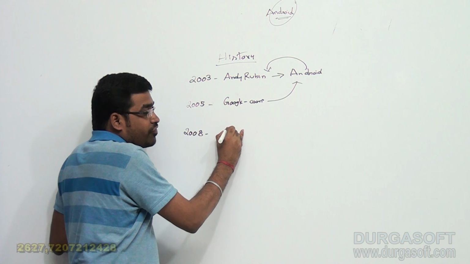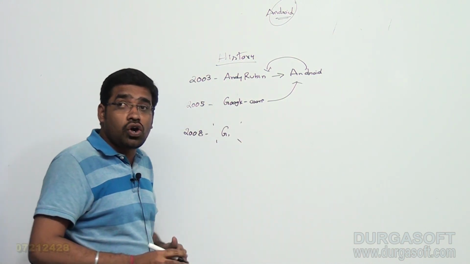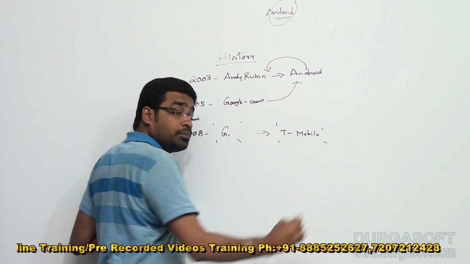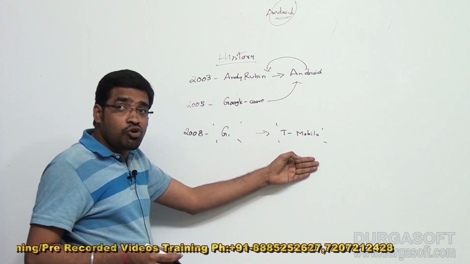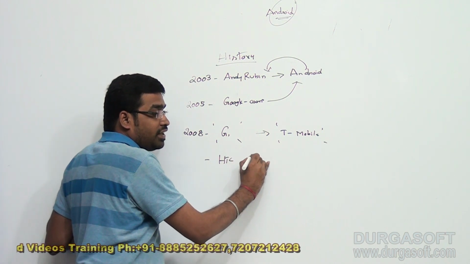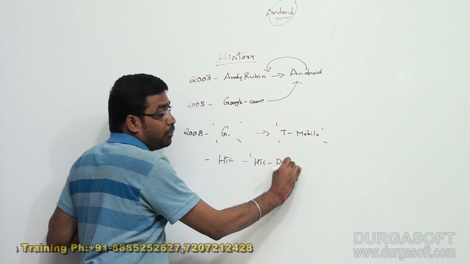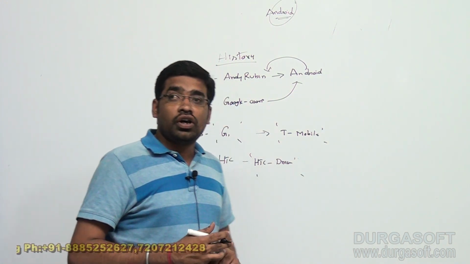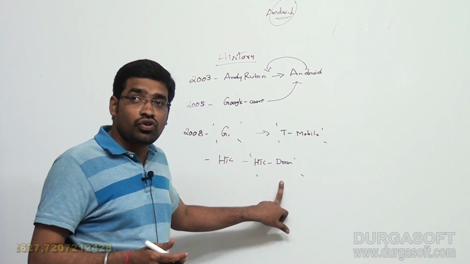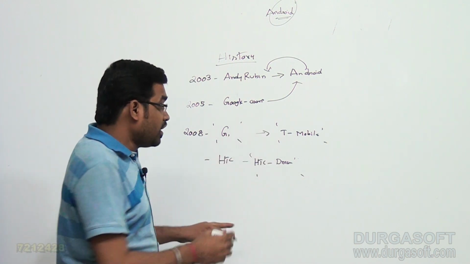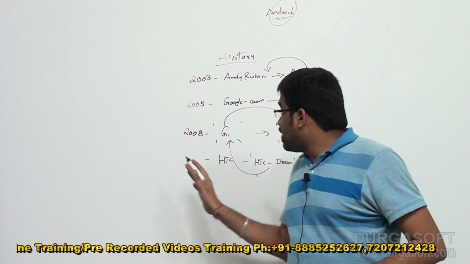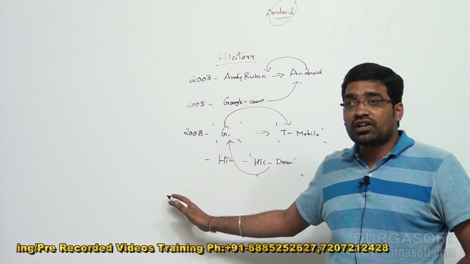In the year 2008, Google Corporation officially released their first product with a name called G1, and later it was renamed T-Mobile. But actually G1 and T-Mobile is not Google's product. In the year 2008, HTC company designed one product called HTC Dream. Immediately Google contacted HTC. Whatever the copyrights for HTC Dream, Google Corporation took over this product from HTC and renamed it G1, and again renamed it T-Mobile. So G1 and T-Mobile is not Google's product. Whose product? HTC product.